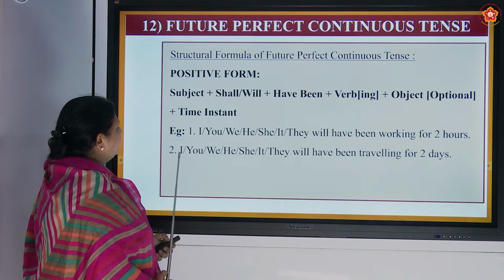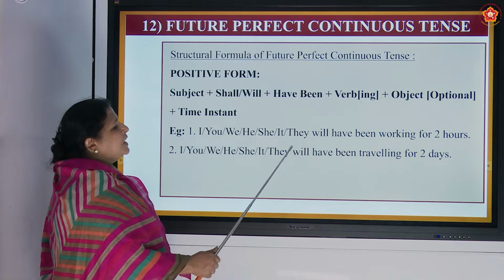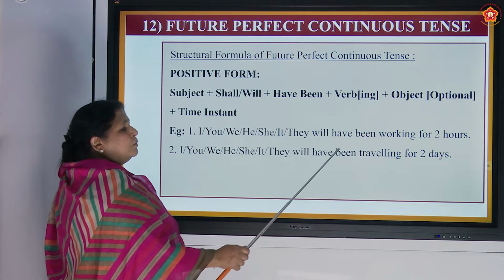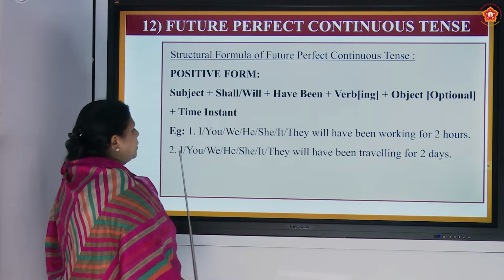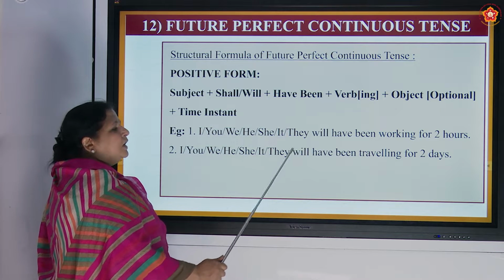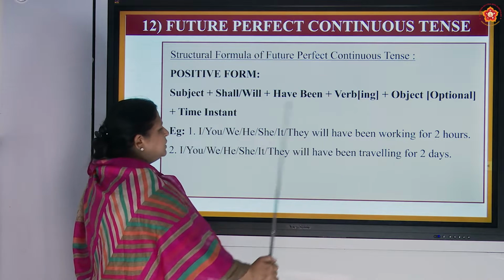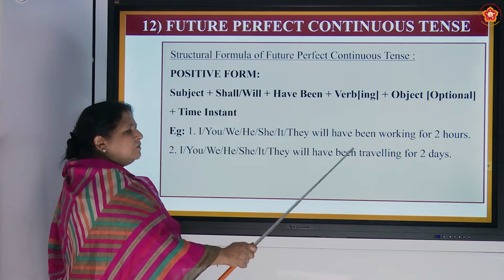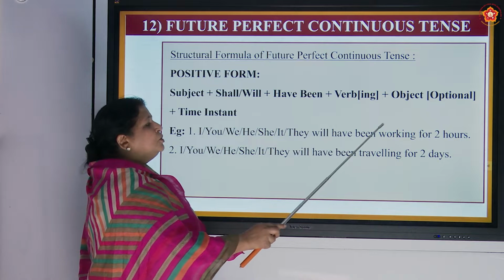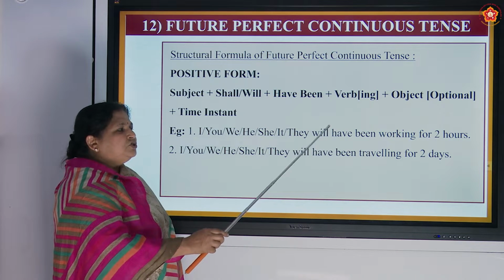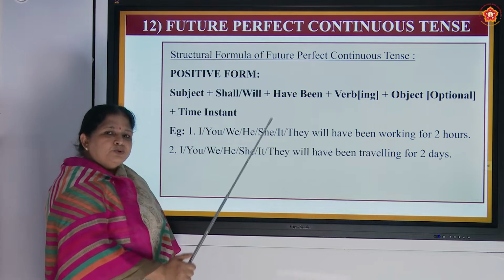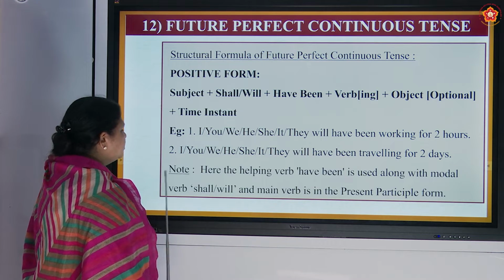Okay. Then second one, I will have been traveling for 2 days. You will have been traveling for 2 days. We will have been traveling for 2 days. He will have been traveling for 2 days. She will have been traveling for 2 days. It will have been traveling for 2 days. They will have been traveling for 2 days. Okay. This is called conjugation.